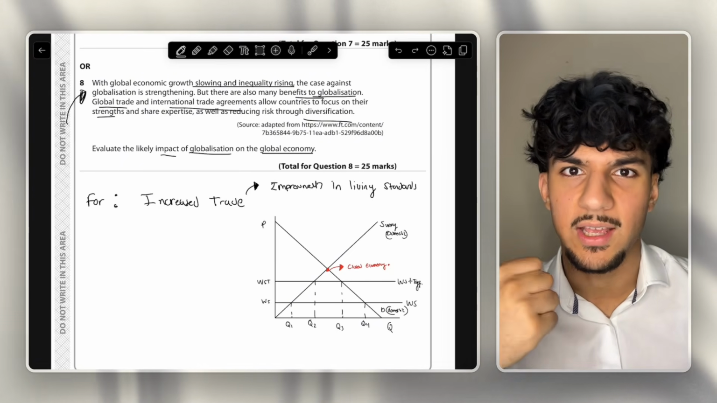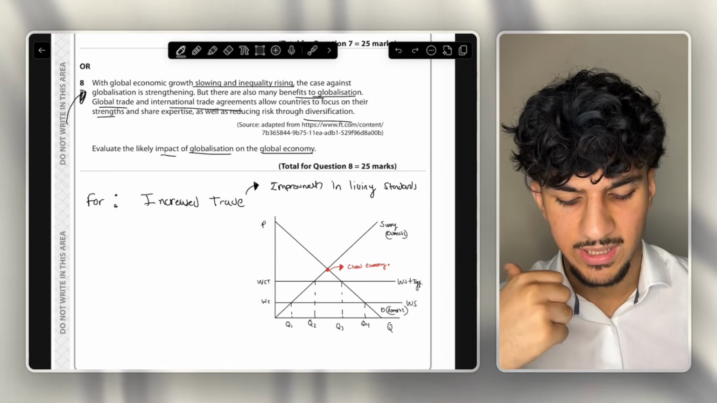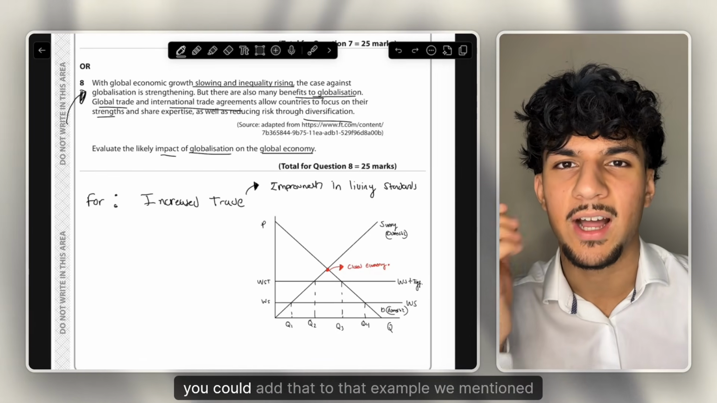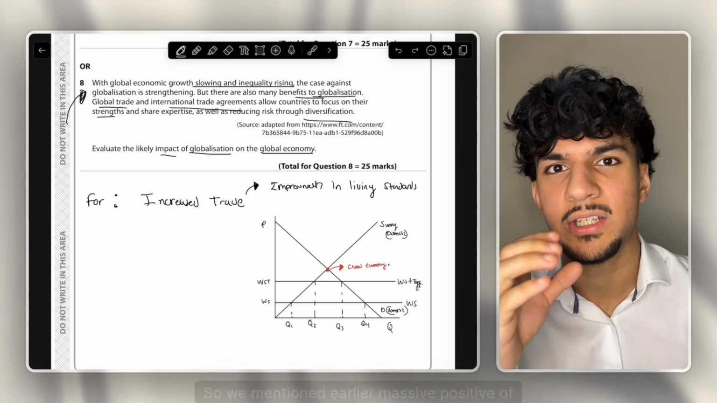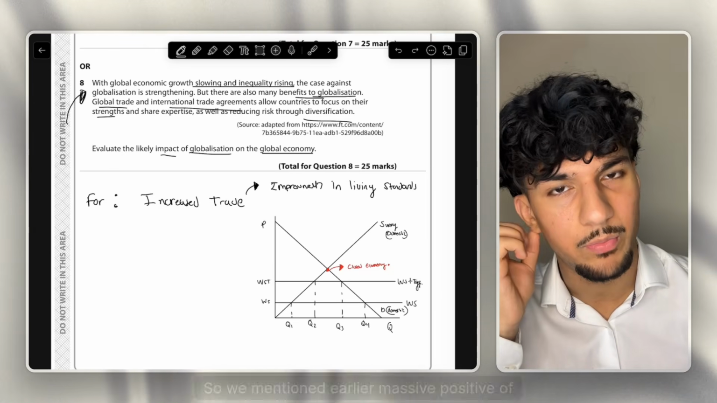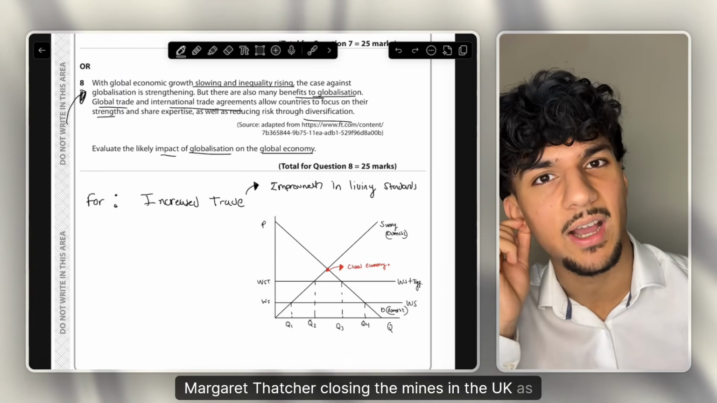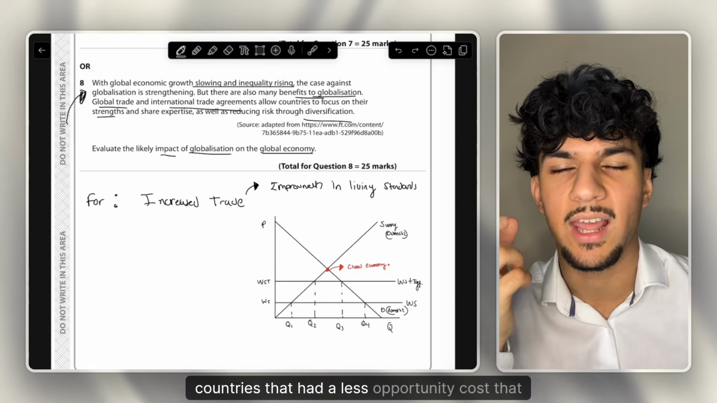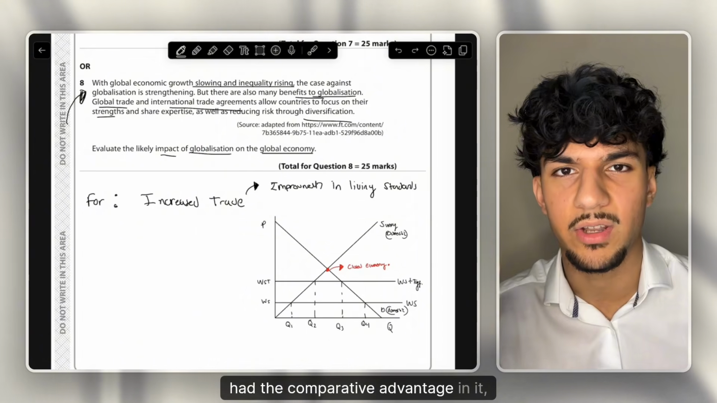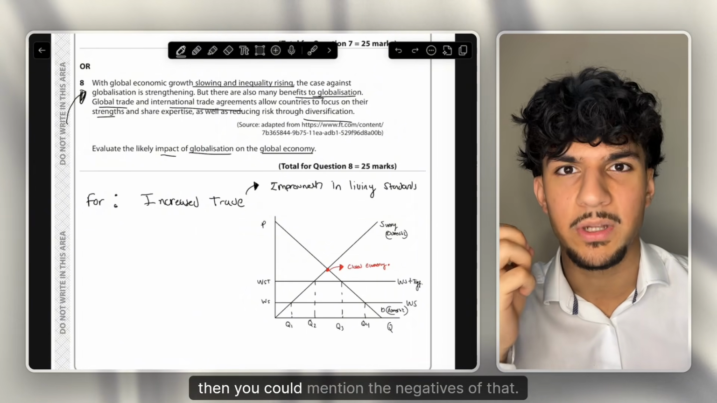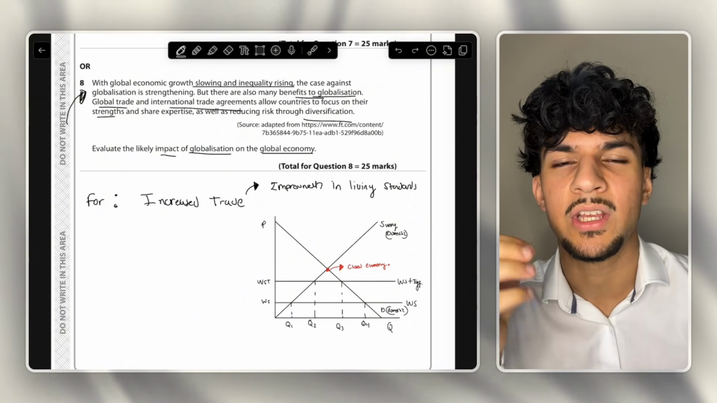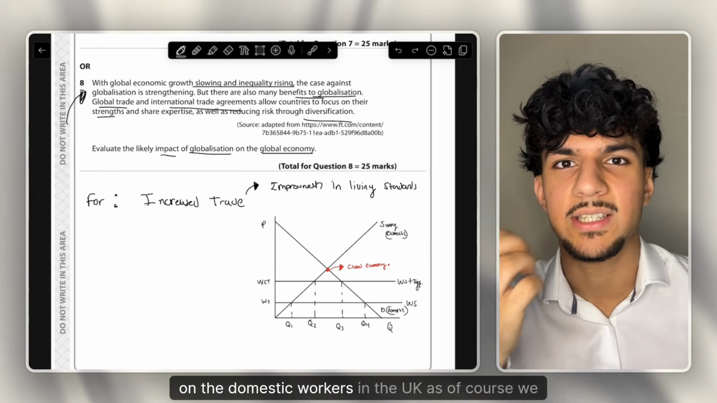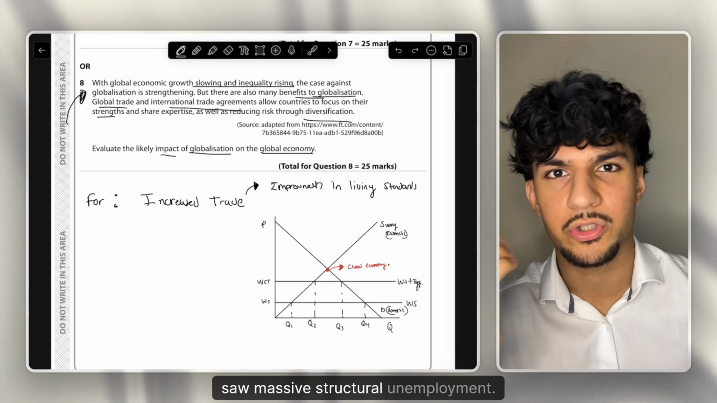So of course, for workers, globalization has led to structural unemployment. You could add, and this is such a great point, you could add to that example we mentioned earlier. So we mentioned earlier, the massive positive of Margaret Thatcher closing the mines in the UK as we moved to more efficient countries that had a lower opportunity cost, that had the comparative advantage in it, like Australia. However, then you could mention the negatives of that. However, in evaluation, this depends on the negative effects on the domestic economy, on the domestic workers in the UK, as of course we saw massive structural unemployment.